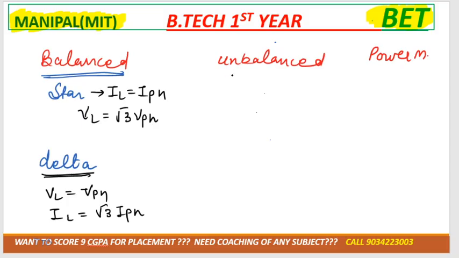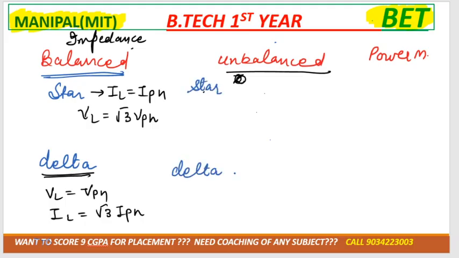Now after that, we'll have the unbalanced system. What is the difference between the balanced and the unbalanced? In balanced, all the impedances are equal, but in case of unbalanced, all impedances are unequal. So we'll have different values for ZR, ZY and ZB. For the unbalanced also, we'll have star connection and delta connection.